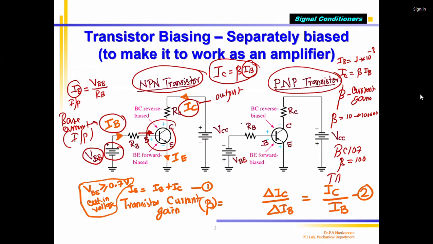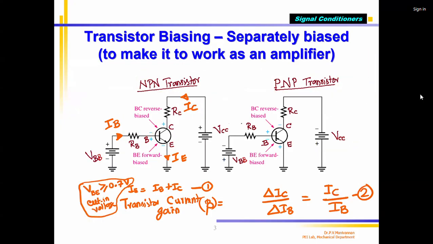For example, TIP122 is another transistor. I'm just giving whatever I remember. Its gain, beta, equals 1000. I still remember, beta equals 1000. Like this, there are around 10,000 to 20,000 transistors. Depending on the current you want to amplify, you need to select an appropriate transistor with appropriate gain. We will see that later. So this is how the transistor works as an amplifier.